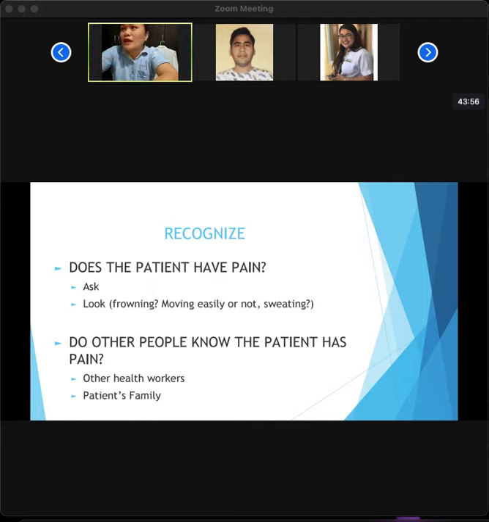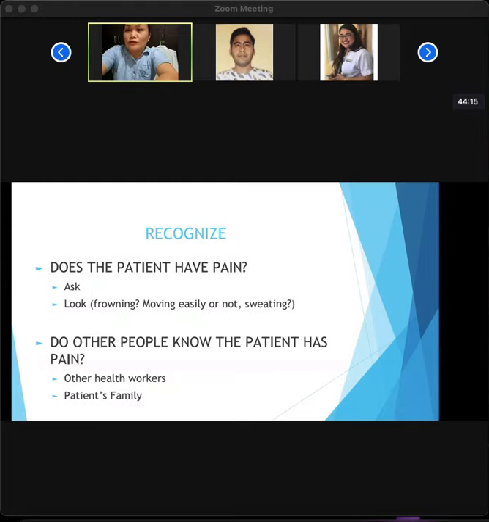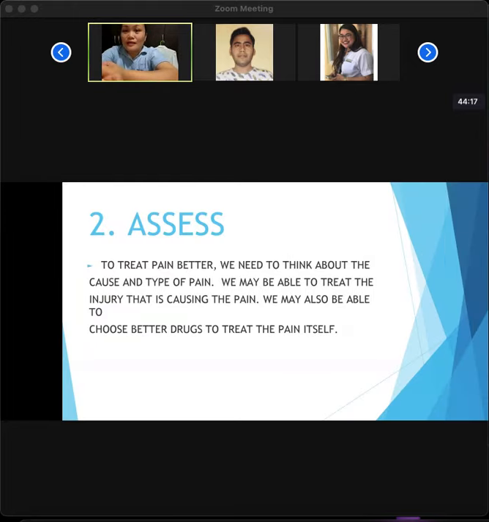Sometimes patients coming to you are deaf or mute, so you cannot assess, you cannot ask. Then you have to ask the relatives of the patient or other health workers that know the patient. Okay? So, tapos na tayo sa recognize, di ba?